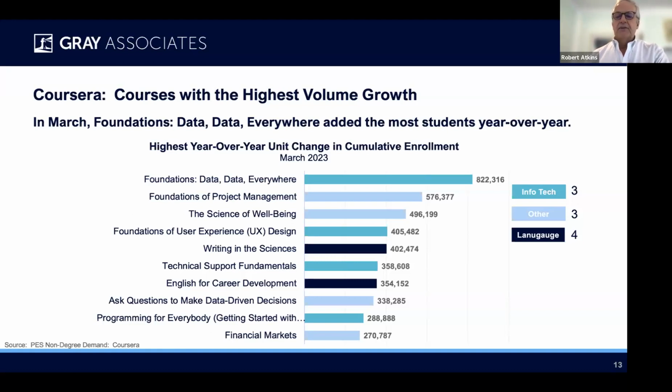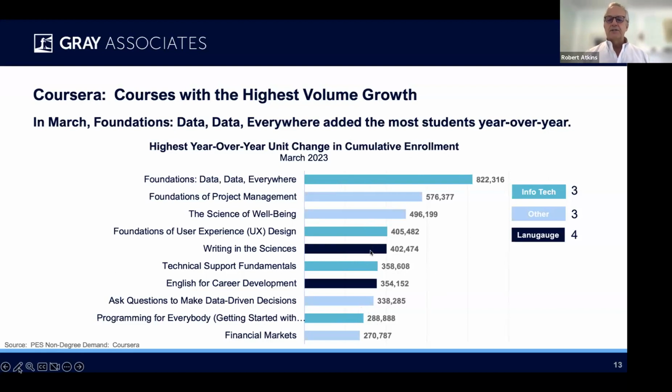So what's hot with that caveat? Well, infotech is hot. That's not surprising. That's where a lot of the MOOCs got their start. That's massively open online courses. And infotech was really the foundation of that, the software program that launched at Stanford a number of years ago. It was a foundation of Coursera, actually. And what we see is, again, data everywhere. In infotech, we've got foundations of user experience, technical support fundamentals, and programming for everybody. 4 of our top 10 slots are infotech per se.